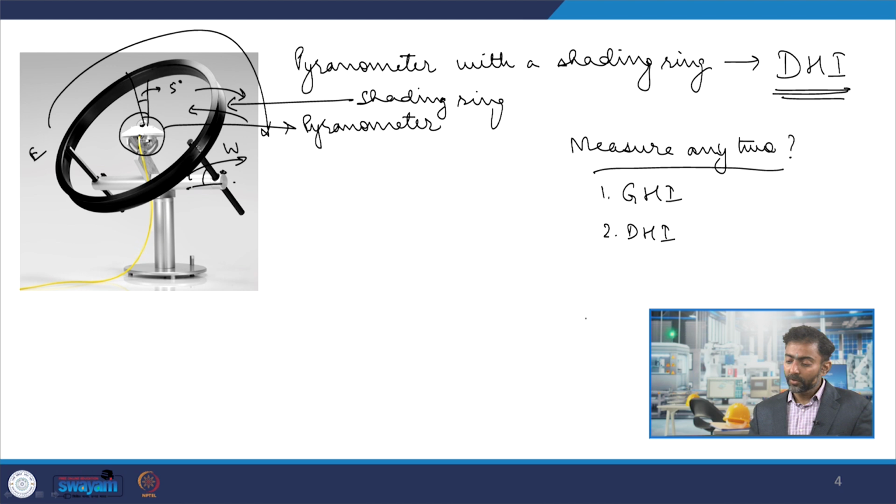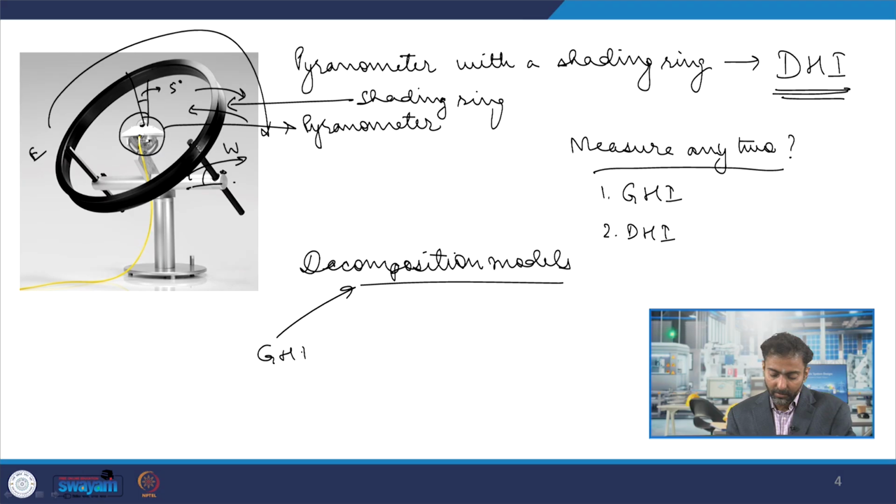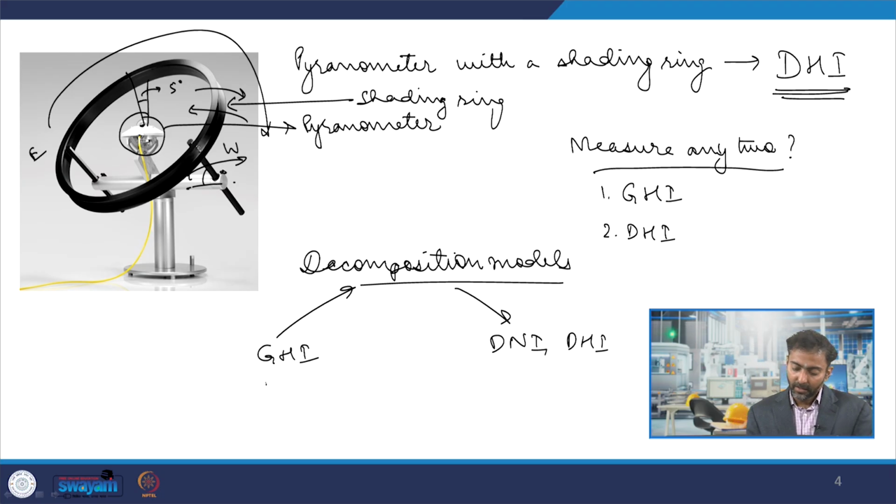And at this point, I should also mention, for your information, that in fact there is a family of mathematical models, known as decomposition models, which can make our life even simpler. These decomposition models are designed in such a way that if you give them the GHI as the input, they can tell you what will be the DNI and DHI. Of course, along with the latitude of the place, the time of the day, and the day of the year.